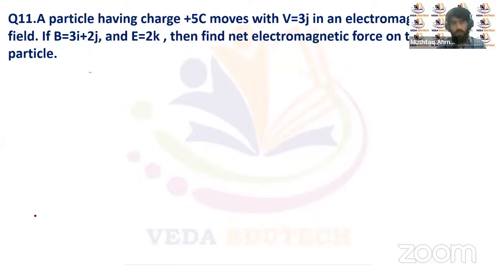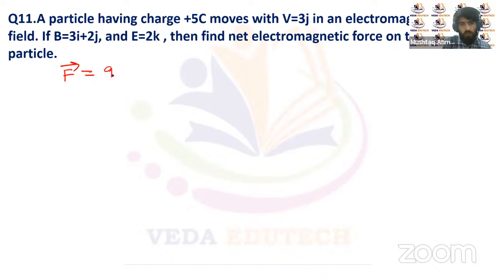Question number 11 says that a particle having charge plus 5 coulomb moves with velocity 3 j cap in an electromagnetic field. If the magnetic field is given as 3 i cap plus 2 j cap and the electric field is given as 2 k cap, then find the net electromagnetic force on this particle. That's the Lorentz force.